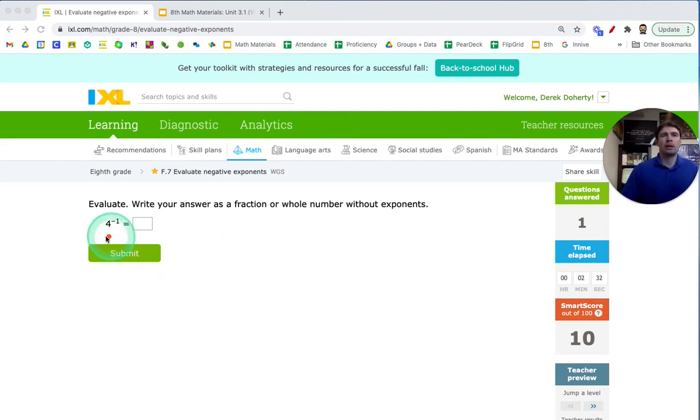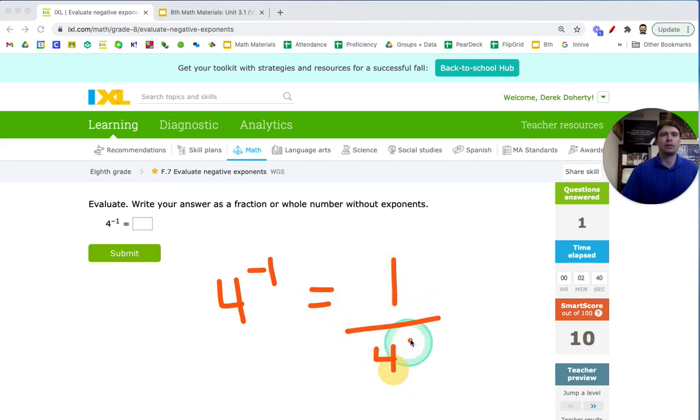For the next one, we have 4 to the power of negative 1, or 4 to the negative first power. And again, I can rewrite that as 1 over 4 to the first power. This says divide by the 4 one time. And so that really just means the fraction 1 divided by 4, or 1/4.